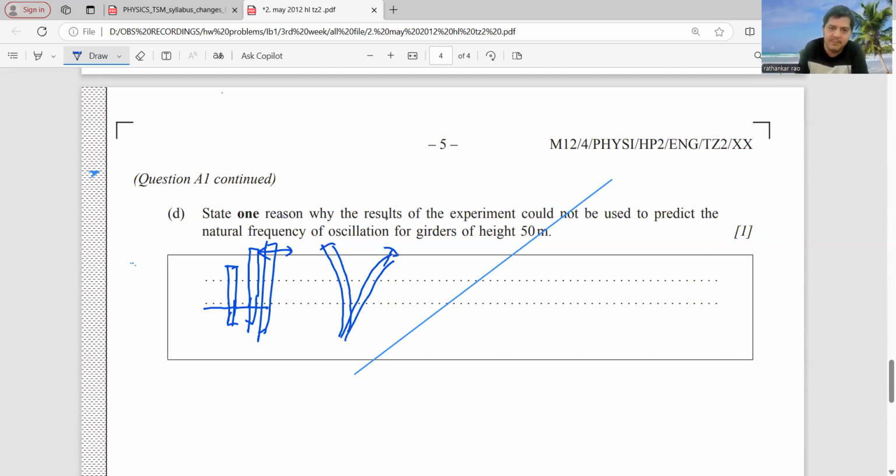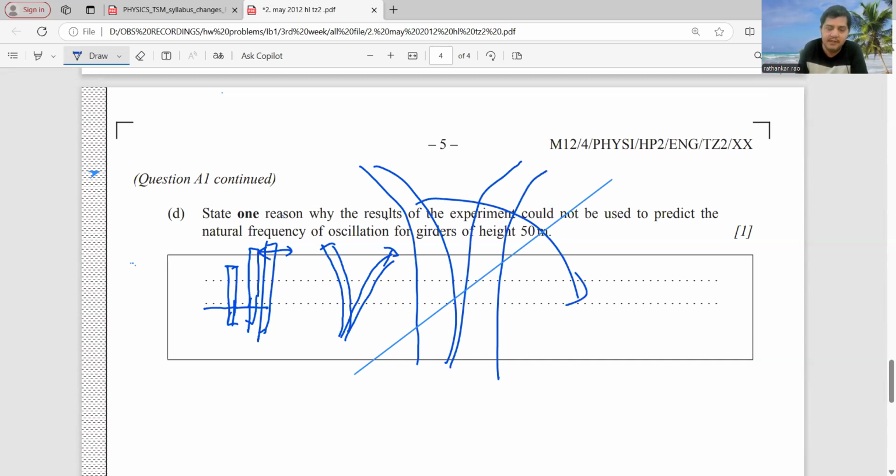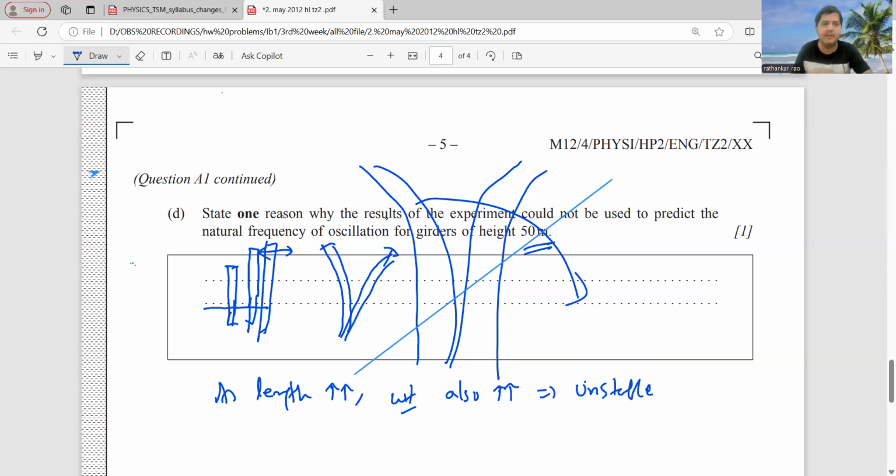But when this length becomes larger and larger, then what can happen? This can actually fall down like this. It will not be very stable. So you cannot do it for a height of 50 meters. You need to mention very clearly that as length increases, weight also increases. This implies it will be unstable. Need to mention this. So thus we come to an end to this particular question.